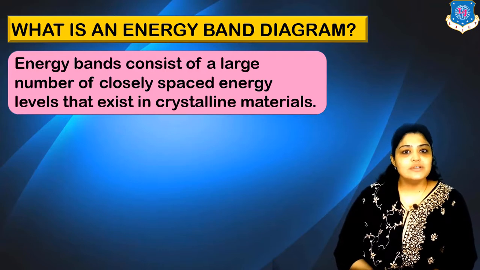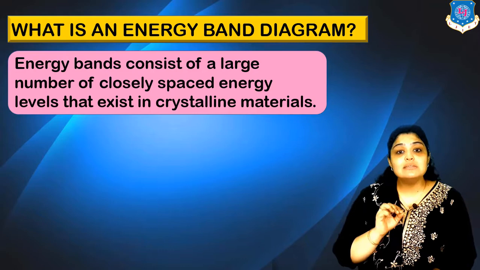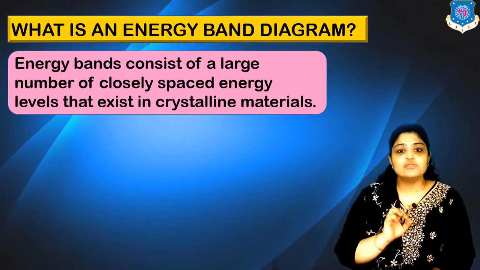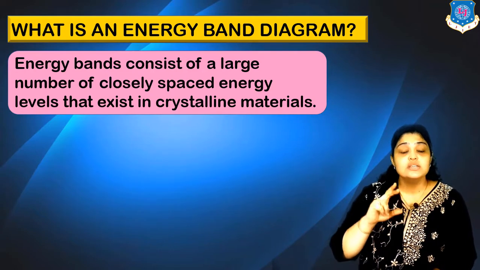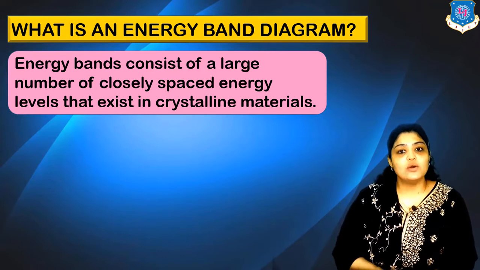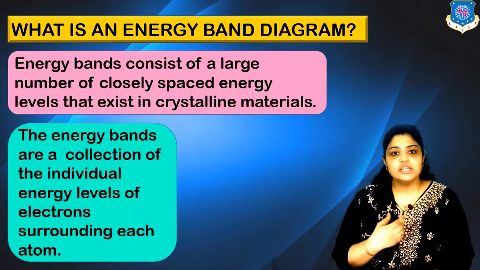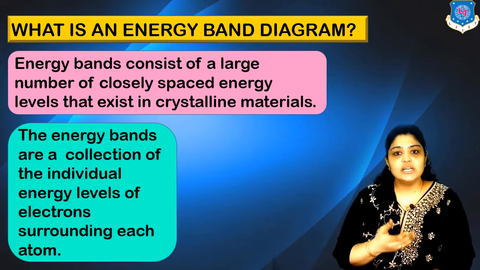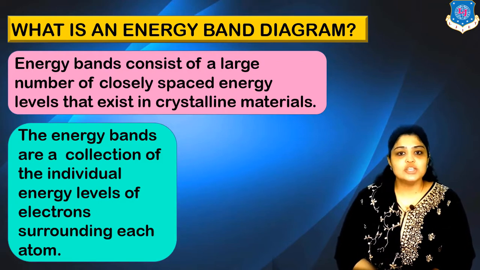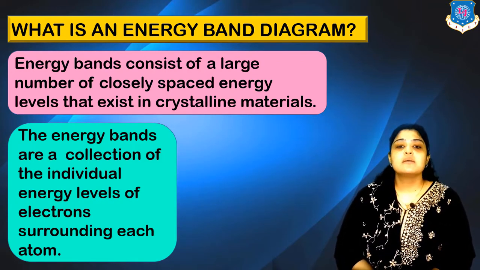You know what is the difference between two energy levels in an energy band? It is as small as 10 raised to minus 6 electron volt. It is so small. Just change the energy by 10 raised to minus 6 electron volt, and the energy level, the energy value, will change. What is an energy band? It's a collection of individual energy levels of electrons surrounding each atom. This is what an energy band is.